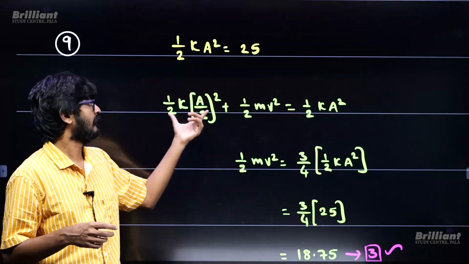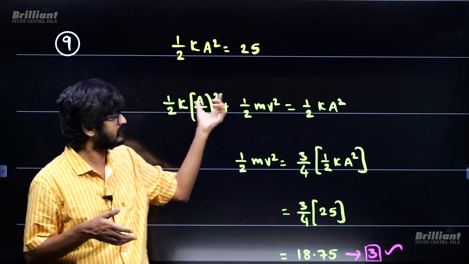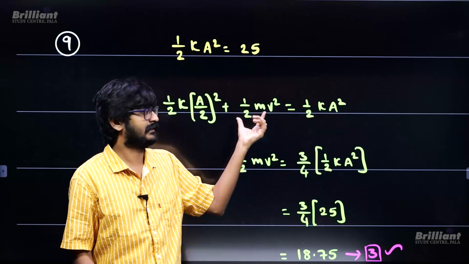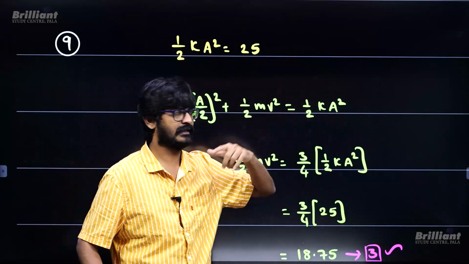Now when it is at A by 2, then the potential energy is half k into A by 2 whole square, then the rest will be going as kinetic energy half m v square. But total energy must always be constant, which is equal to half k A square.